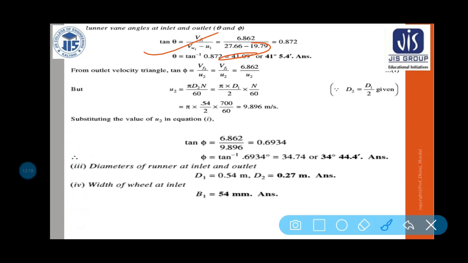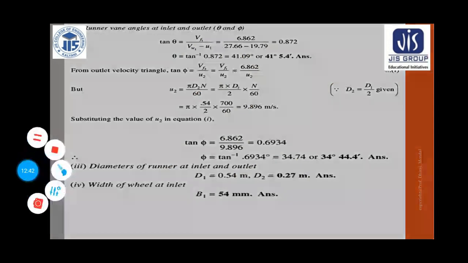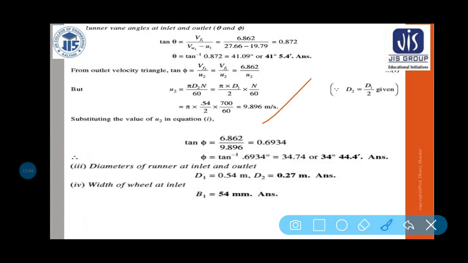Clear? Now you have to find out the phi, and you know that U2 is equal to pi d2 n by 60, and there is a relation d2 is equal to d1 by 2. The relation is given, and d1 I have also got. So you just put the value of d1, you will be getting the answer. Clear? So 9.8 meter per second is the U2. Now tan phi is equal to what?